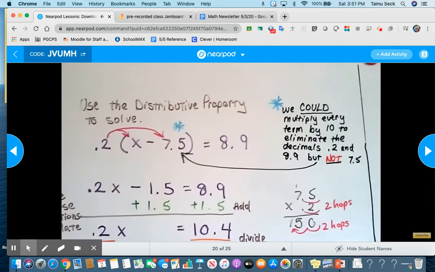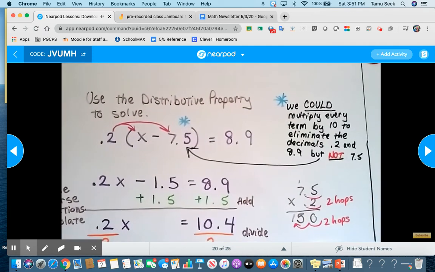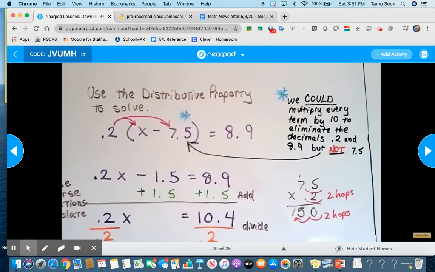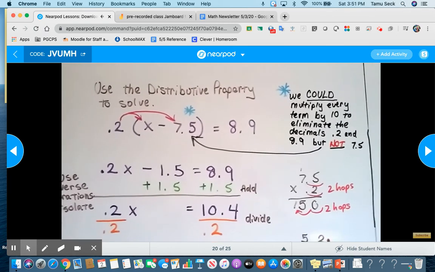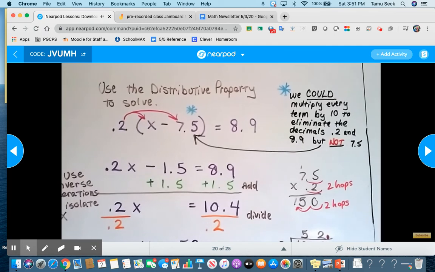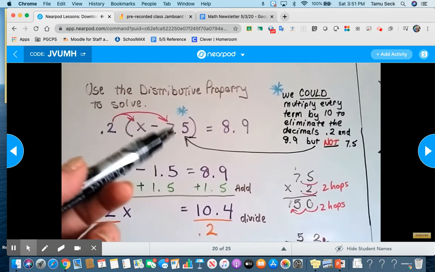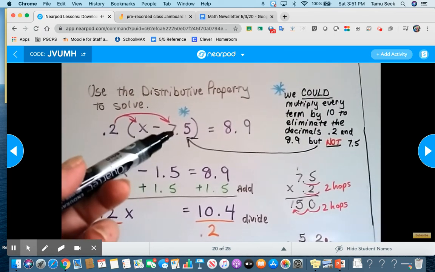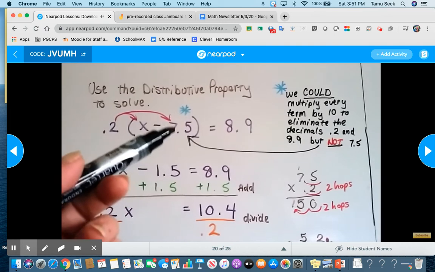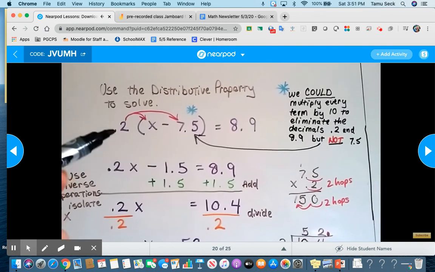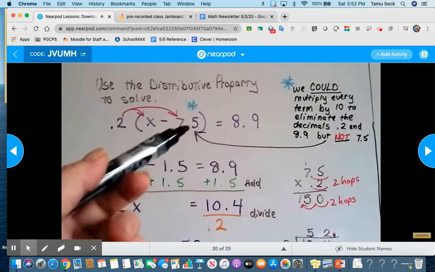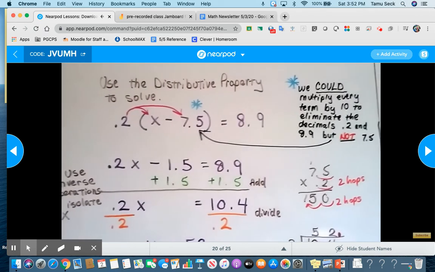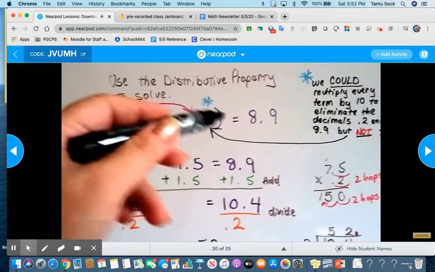So the first thing we do is we're going to use the distributive property to solve it. Now, before we discussed multiplying by powers of 10 to get rid of decimals. And we could do that, and I'll show you at the end of the video, but it won't affect this one. Because it's inside parentheses, it's still going to be 7.5, because that would be multiplied by 10, and that would be multiplied by 10, and it'd stay the same. So we're just going to do this as decimals.